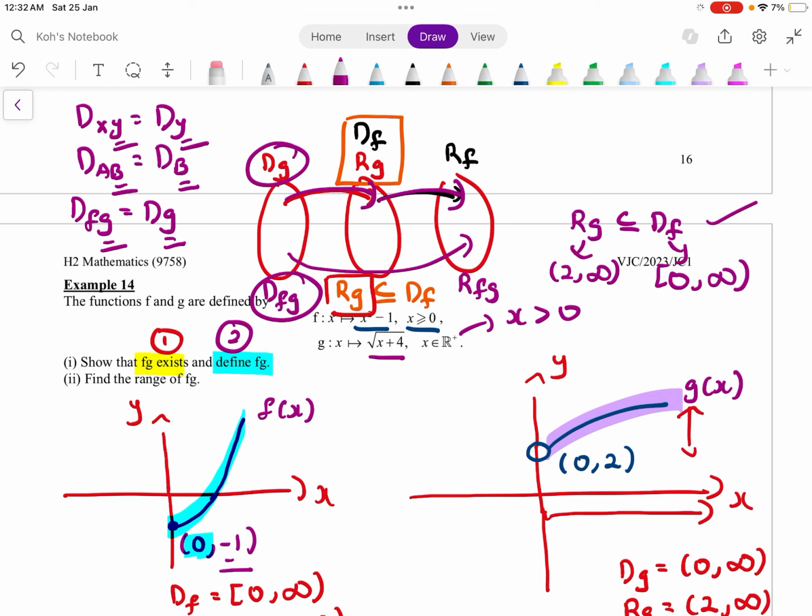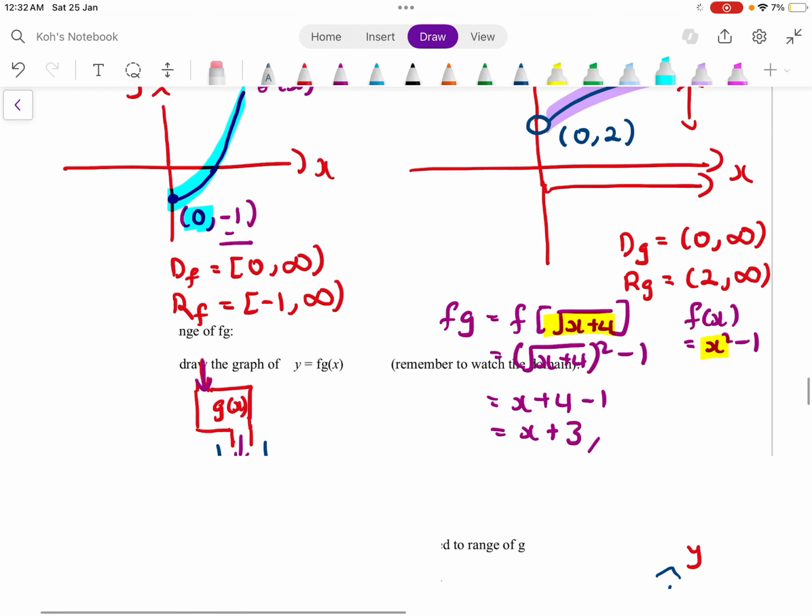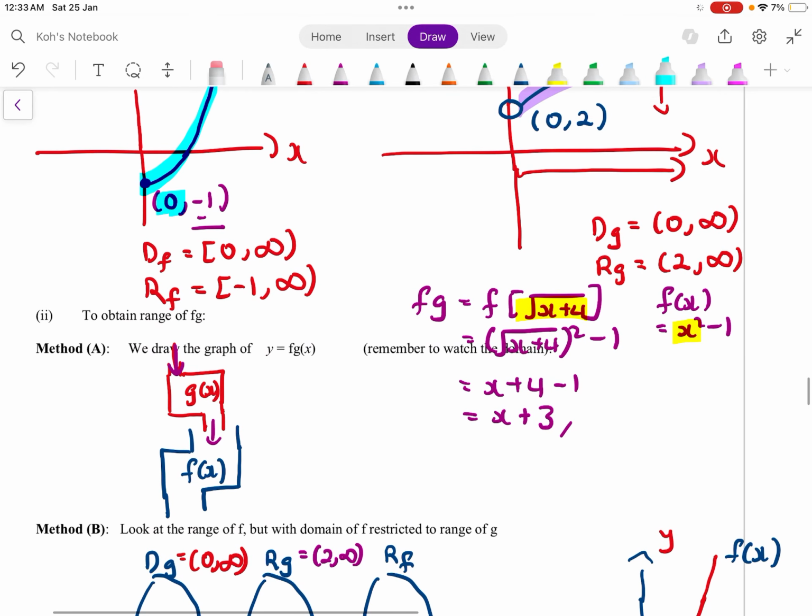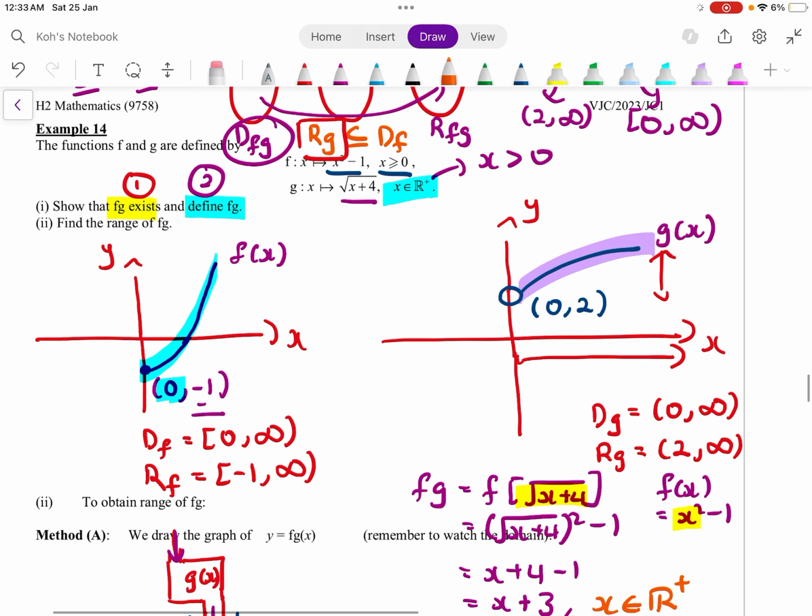Okay, so based on this, I know that domain of fg is actually equal to the domain of g. So domain of g, we know x is an element of positive real numbers, or you can simply put it like that. So you can put x is an element of positive real numbers. So that's all. So this is the domain, this is the rule of fg. Okay, so that is the very first part.